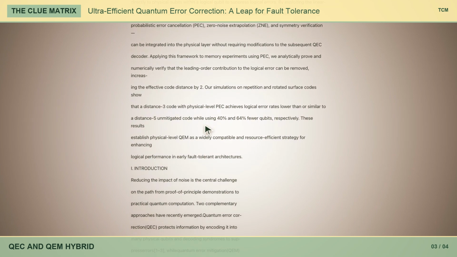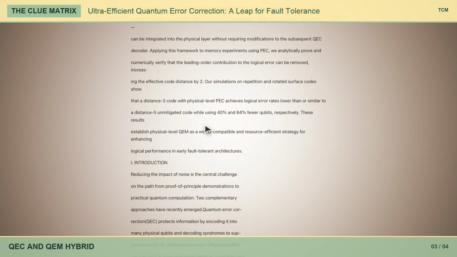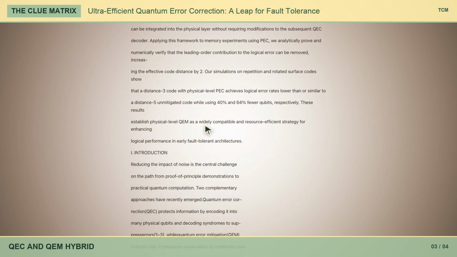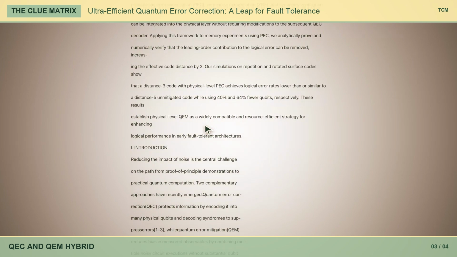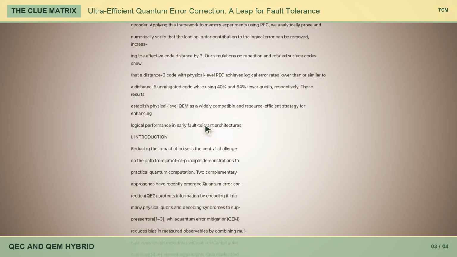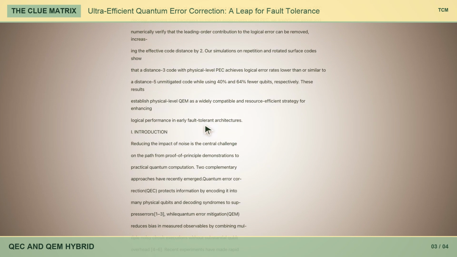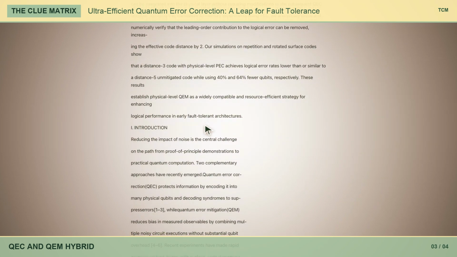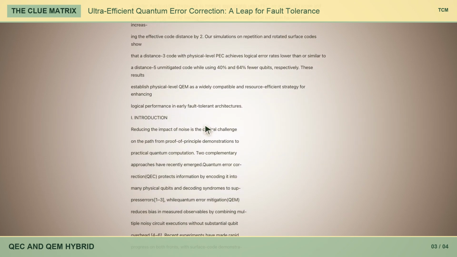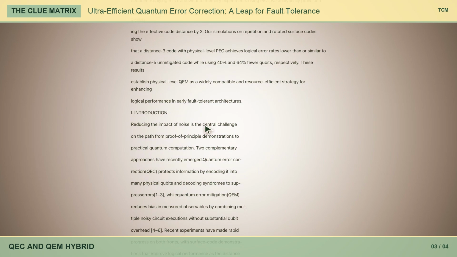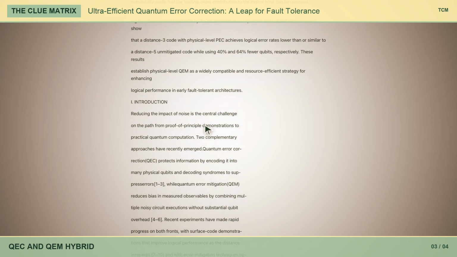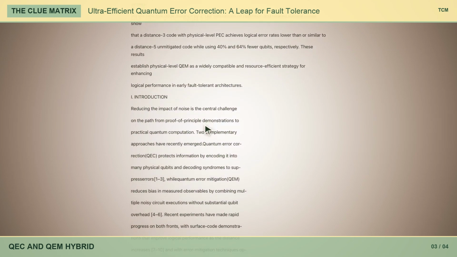This hybrid approach provides a resource-efficient strategy for enhancing logical performance. It's a pragmatic bridge from today's noisy intermediate-scale quantum devices to true fault tolerance, leveraging both QEC's robustness and QEM's efficiency. It's not one or the other, but both. It reminds me of how classical systems use both hardware-level error detection like ECC memory and software-level redundancy. This isn't just about finding the best technique, but about intelligent layering of complementary solutions to achieve a stronger overall system.